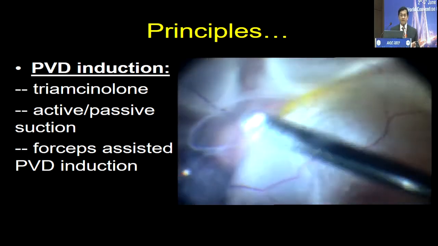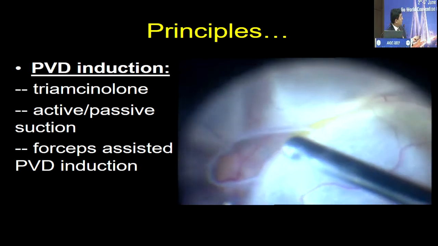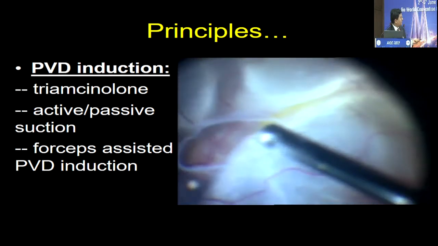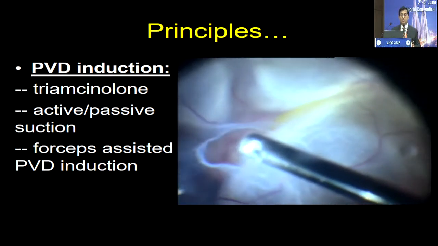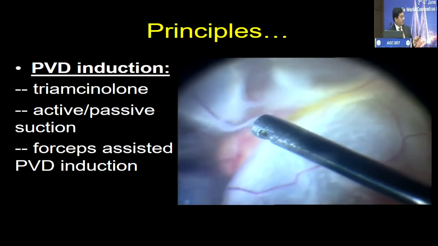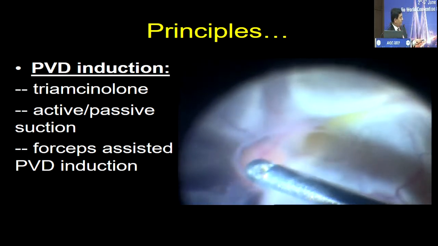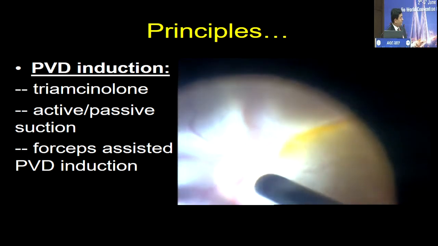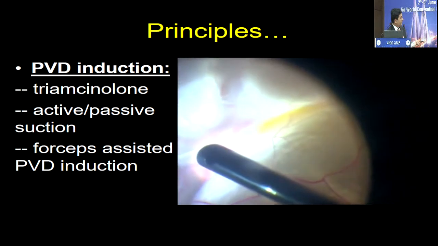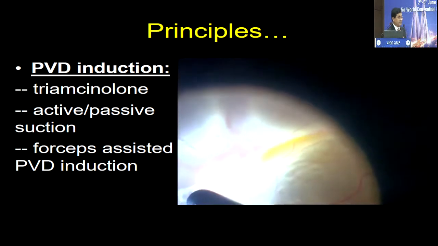To achieve PVD induction, we use triamcinolone, and we can apply active or passive suction at the edges of the disc. A forceps sometimes can be used to induce a posterior vitreous detachment. Now you can see here, you have to be very careful, use low suction, high cutting rate, because the detached retina is right behind, and the PVD has been induced and the vitrectomy has been started.